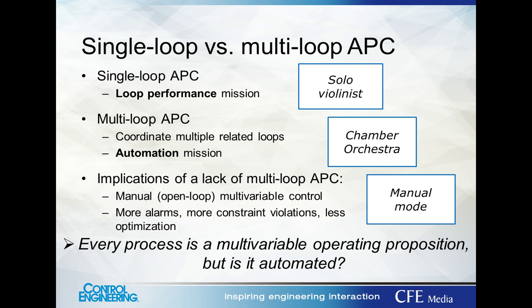In the past, multivariable control has often been treated as something you either have or don't have on a process. But virtually every process operation is an exercise in multivariable control. Ask any board operator. The question is: is it manual or has it been automated? Is it open loop or is it closed loop?